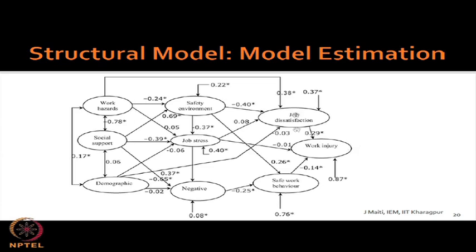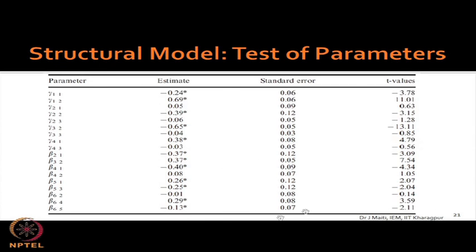These values, gamma and beta values, come from the model. Now, the star is given in some places and not in others. Where the star is not there, the relationship is not significant, which is what we are talking about here in terms of the test of parameters. We have many parameters with their estimate values, standard errors, and then t values. Using t values, you will be able to find out which parameters are significant.